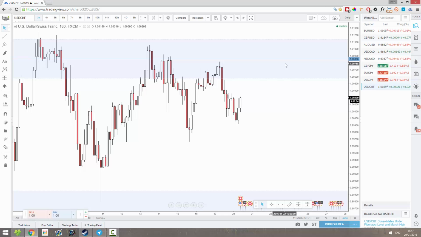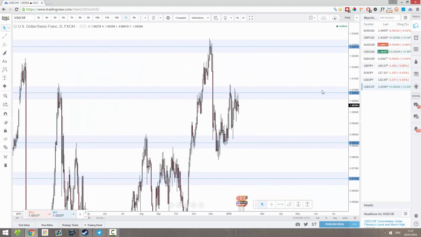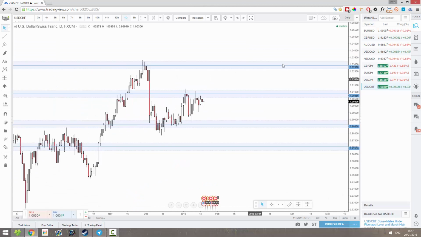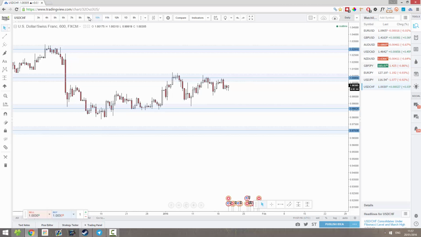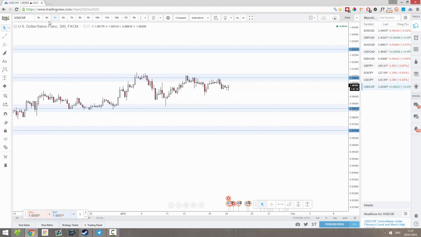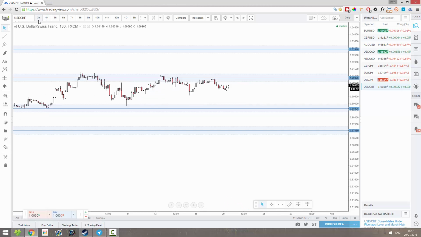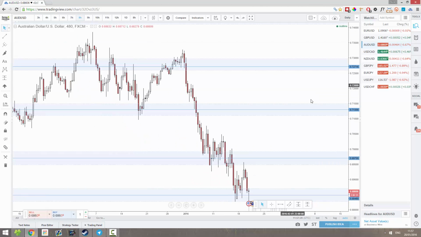Yeah, and USD CHF, final pair. Let's see what that's up to. But it doesn't look like we're going to get much out of this pair either. Yeah, nothing much going on. So for today, AUD USD looking pretty good.